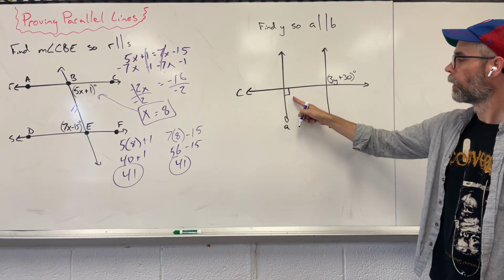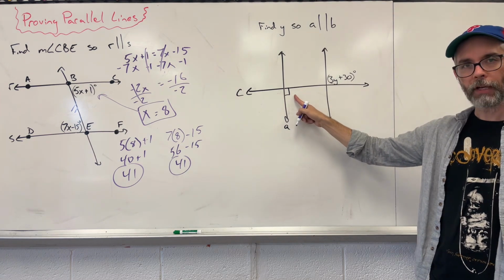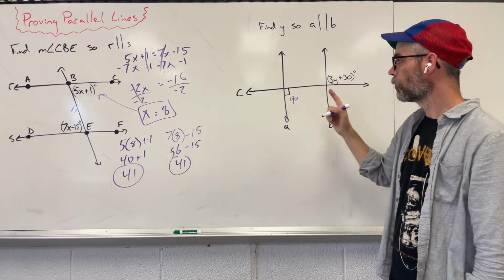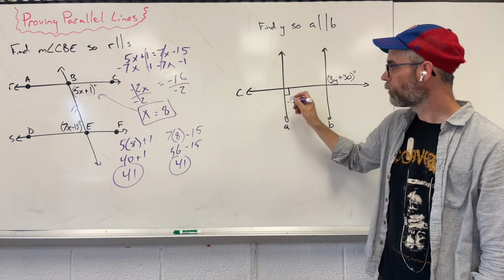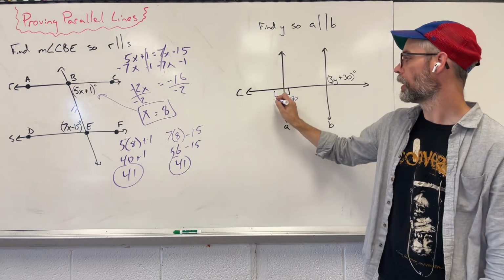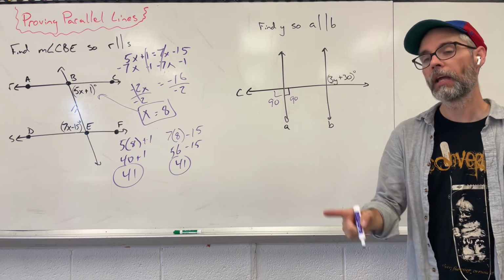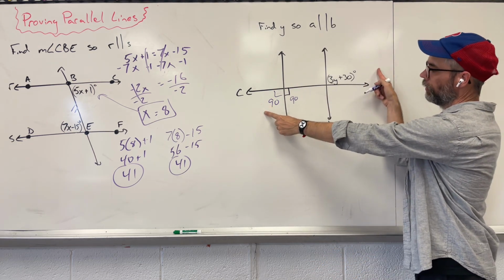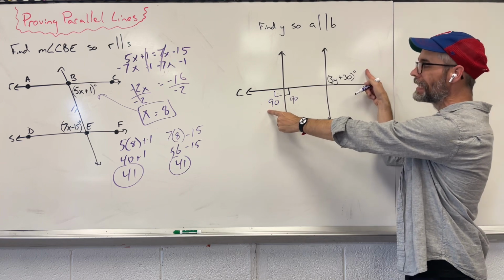I know we have a right angle here. That's what that little box means. That means we have 90 degrees. So by supplementary angles, this also has to be 90 degrees. And now, by alternate exterior, these two should be the same.